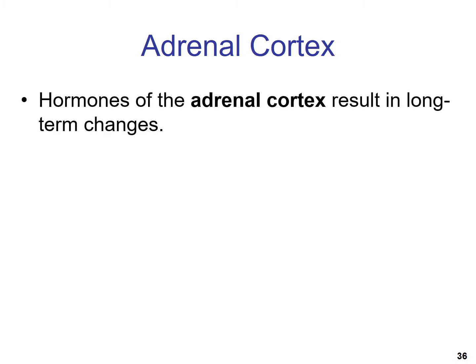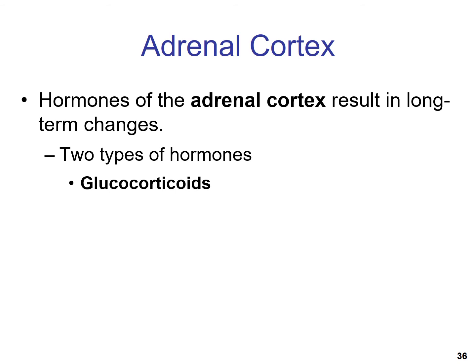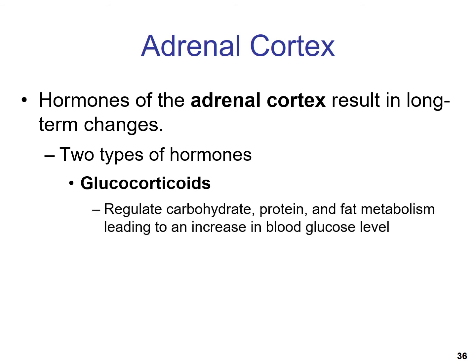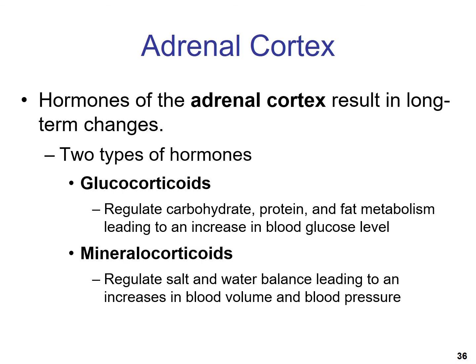On the other hand, the adrenal cortex, this results in long-term changes. So you get the production of two different types of hormones. One is called glucocorticoids, and what they're going to do is to regulate carbohydrate and protein and fat metabolism, but the most basic thing that they do is to lead to an increase in the blood glucose level. Mineralocorticoids are going to regulate salt and water balance, and this can change your blood volume and blood pressure. Let me go back to the glucocorticoids for just a moment. Glucocorticoids can also cut down on your inflammatory response, and we'll examine the implications of that in just a minute.